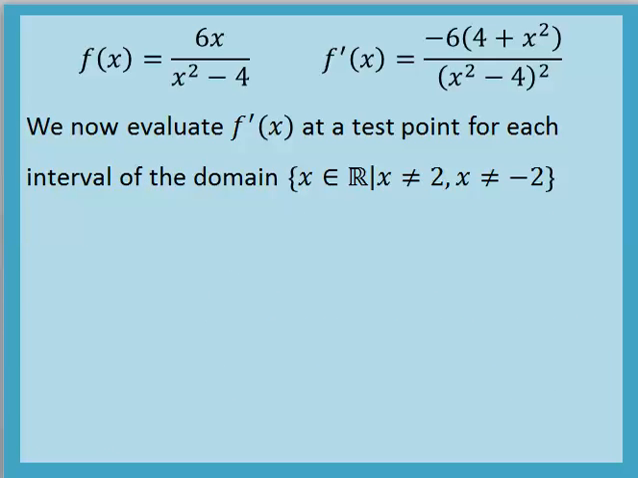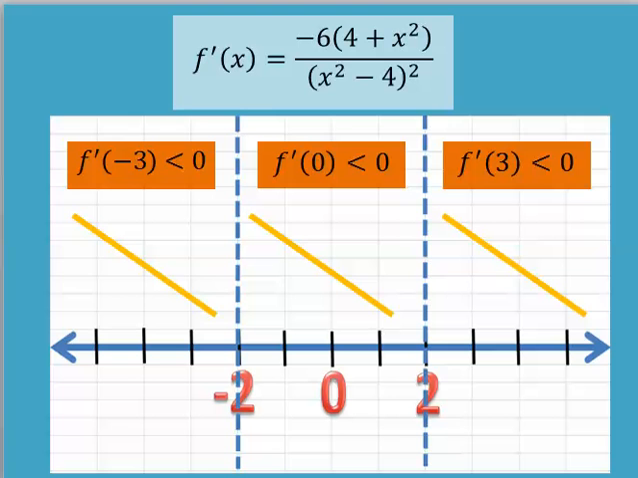We now evaluate f prime at a test point for each interval of the domain. So I have 3 intervals in my domain, and for the first interval I look at negative 3, and for the second one I look at 0, and for the third one I look at positive 3. And each time I discover that the function is decreasing. So this is a function that is always decreasing.